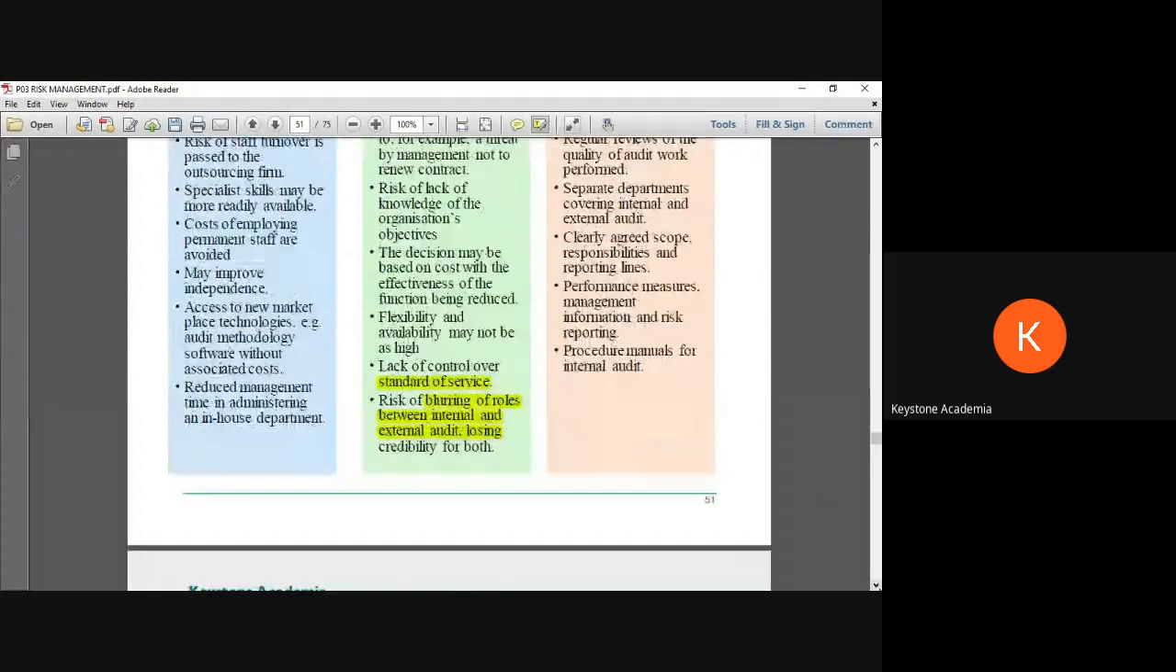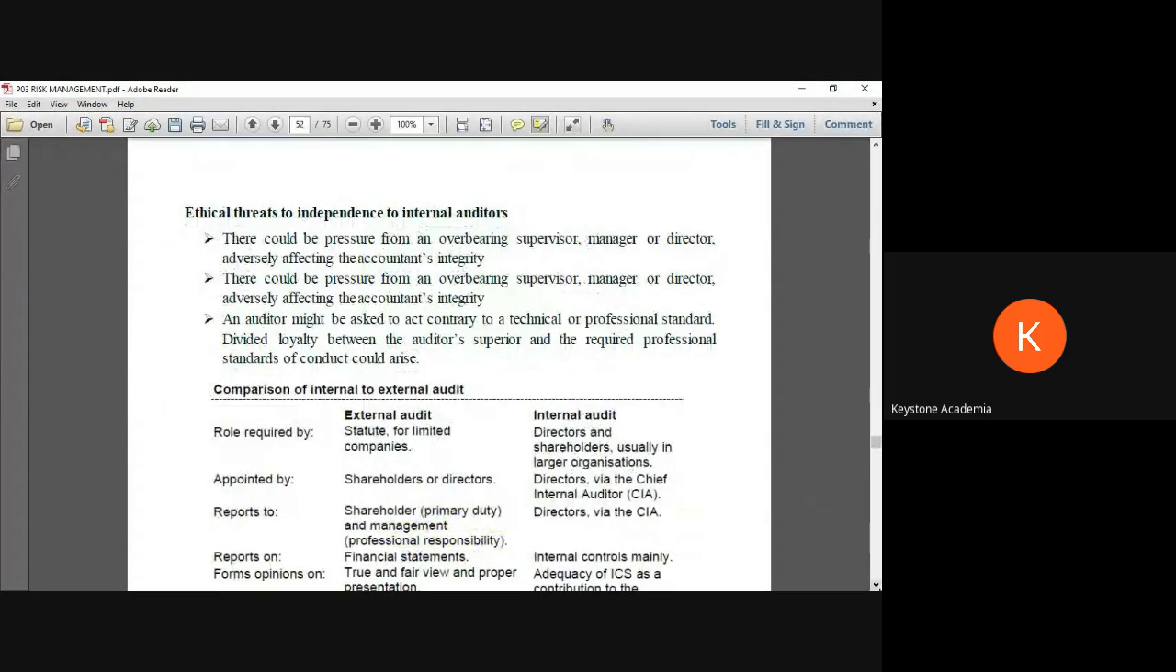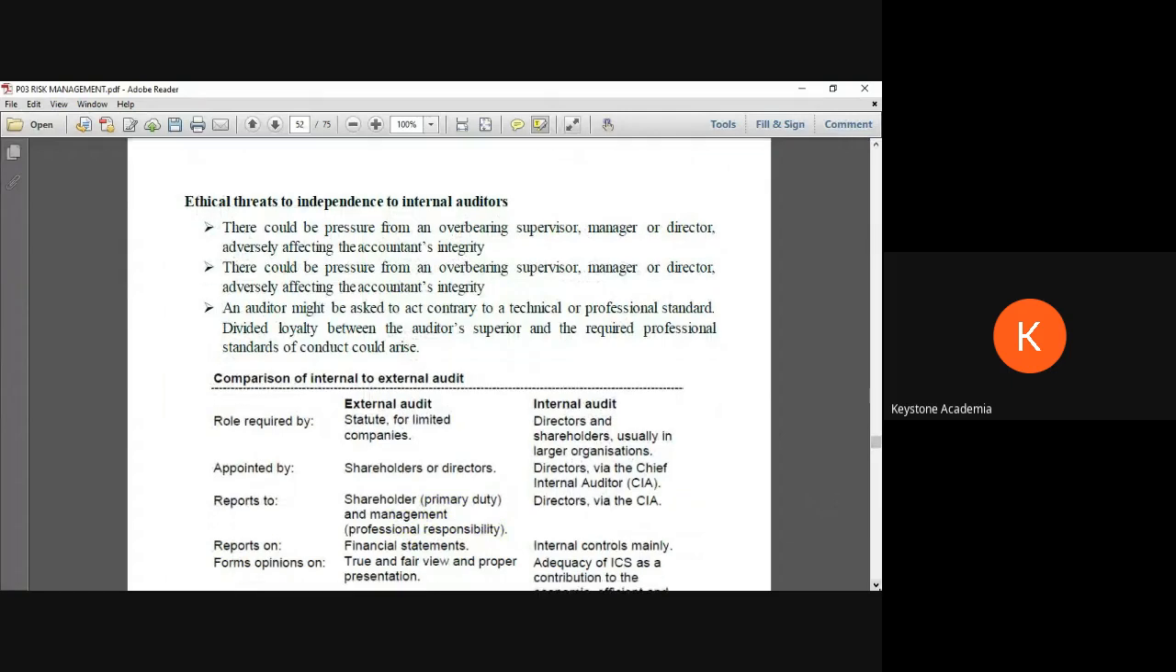All right. Then ethical threats also, some of the points. Obviously, both will have their advantages. There could be pressure from supervisors, and integrity is at risk. The auditor might be asked to act contrary to technical or professional standards, creating a decision of loyalty between auditor, supervisor, and professional standards. When it's outsourced, especially, this will be a problem, such as renewal of the contract. When it is in-house, the problem is familiarity. So we have to maintain the balance.